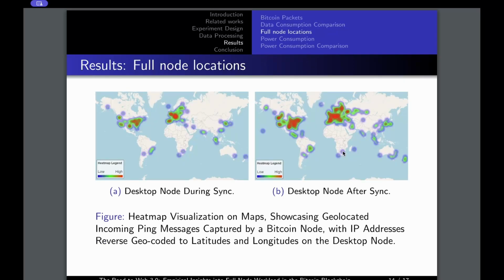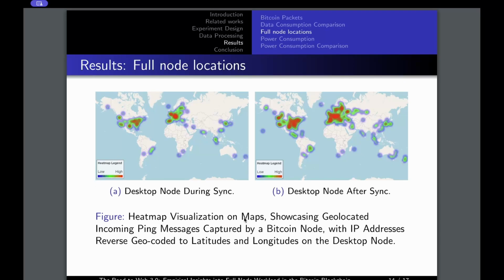Next, I want to talk about the full node locations. We pulled the geolocation for each IP address. So here I plotted both phases, phase 1 and phase 2, for the desktop node. It's basically displaying a heat map. Whatever you see in the red region, that's where a lot of Bitcoin nodes are quite densely situated. The lower part is basically bluish.